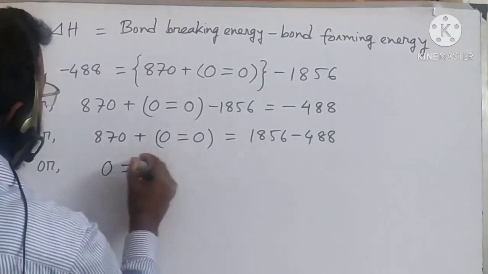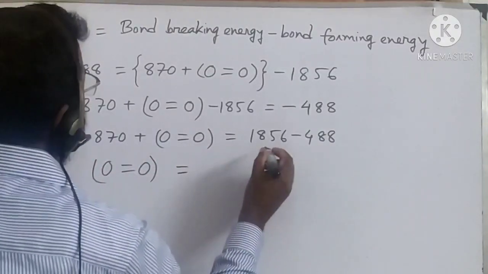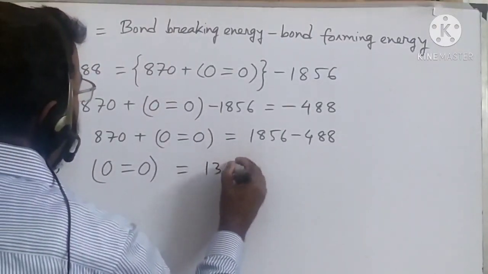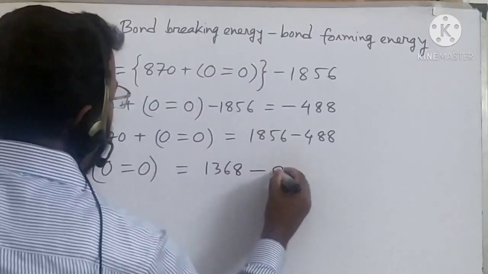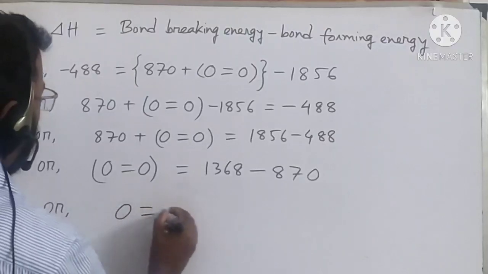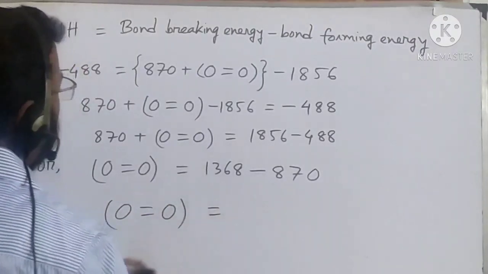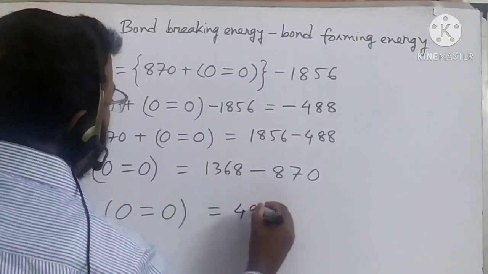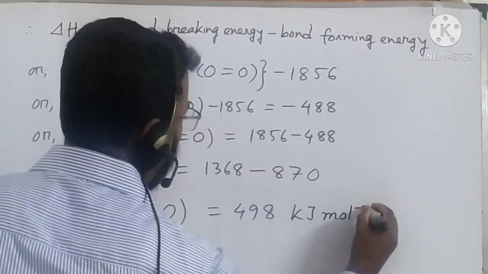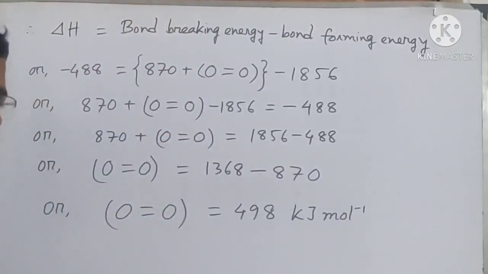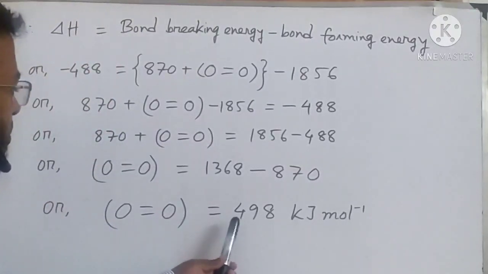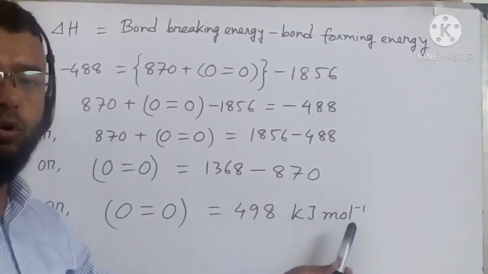So oxygen double bond oxygen, this one will be, if I subtract it, 1368. Then this 870 will go to the right side. Therefore, we are getting oxygen double bond oxygen equals, if I subtract, then it will be 498 kilojoule per mole. So we have got the value of oxygen double bond oxygen. Its bond energy is 498 kilojoule per mole.